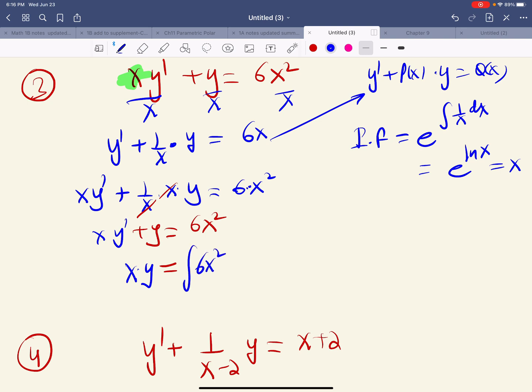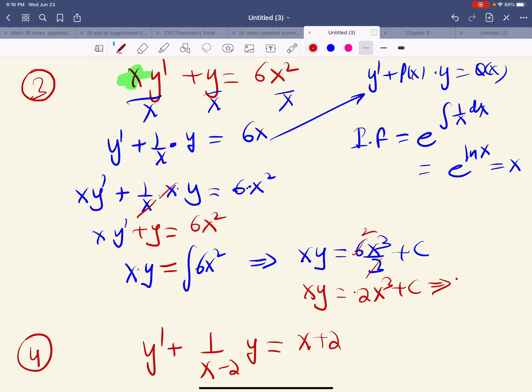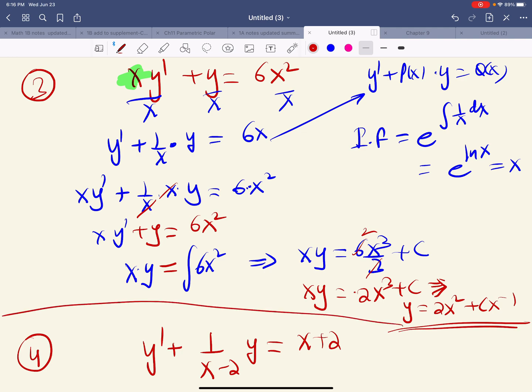And the right hand side we integrate. It leaves us with x y is equal to 6x to the third over 3 plus c. We can simplify: x y equals 2x to the third plus c. Lastly, divide everything on both sides by x: y is equal to 2x squared plus c x to the power negative 1. So y equals 2x squared plus c x to the power negative 1, and that's our solution in that case.